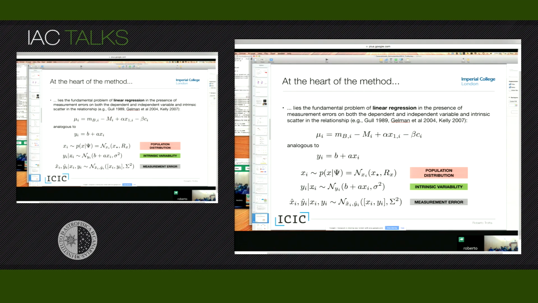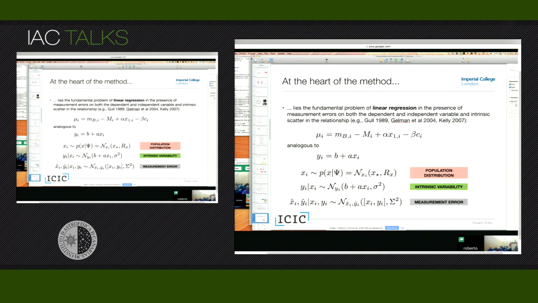The xi hat is the value of x with observational noise. If we know the xi, conditional on the xi we know what the yi is, the response variable. That's again a Gaussian distribution, in the presence of Gaussian errors, around the regression relationship b plus a xi, with intrinsic dispersion sigma squared. And then finally, we have the observed values of xi and yi. Given the latent values of xi and yi, they are again Gaussian, controlled by the covariance matrix sigma squared, which denotes the measurement error. So that's in a nutshell the hierarchical model structure.